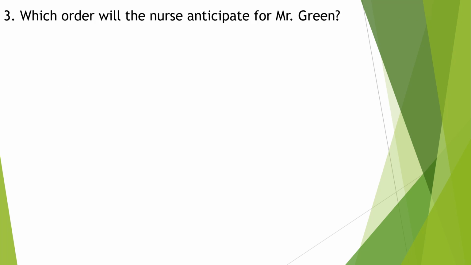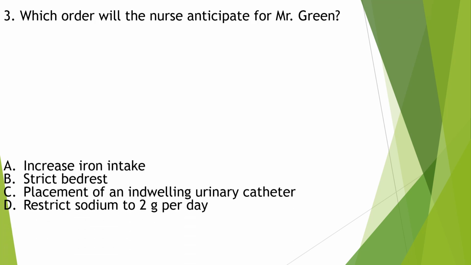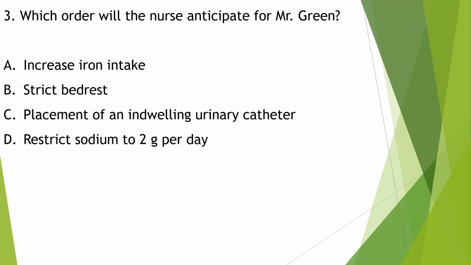Which order will the nurse anticipate for Mr. Green? Increase iron intake, strict bed rest, placement of an indwelling urinary catheter, restrict sodium to 2 gram per day. Patients with ascites have a high sodium balance. The sodium restriction is indicated along with diuretic therapy. There is no indication to increase the iron intake or for placement of an indwelling urinary catheter. While rest is important, strict bed rest is not indicated. So here we need to restrict sodium to 2 gram per day.